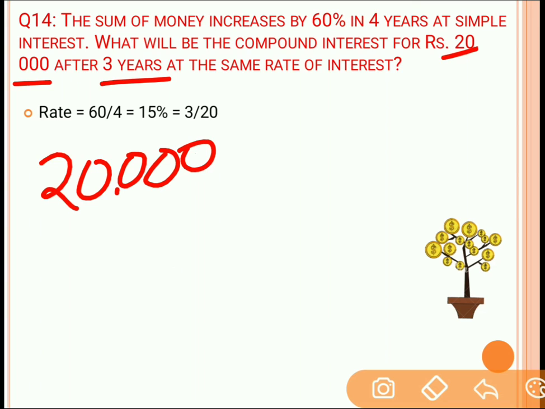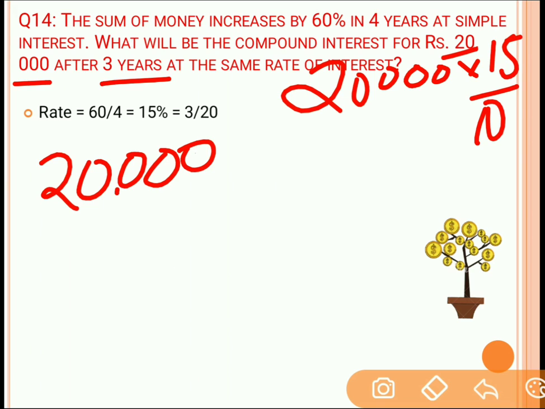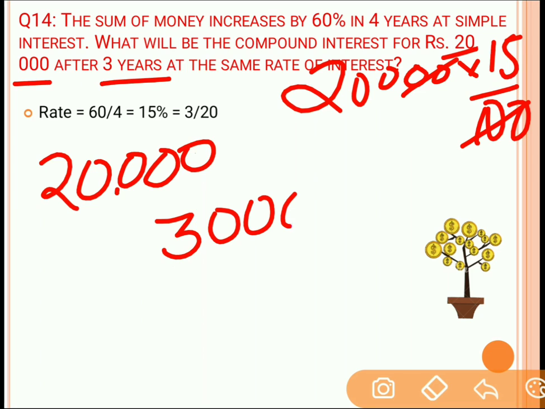So let's say that at the end of the first year, interest paid will be equal to 15% on the principal. So 15% of 20,000 is nothing but 20,000 into 15 by 100. So that is equal to 3,000 rupees. So the compound interest at the end of the first year is 3,000 rupees.